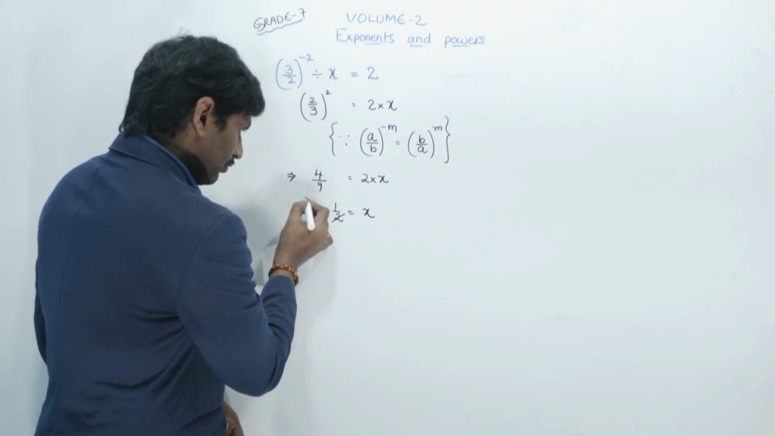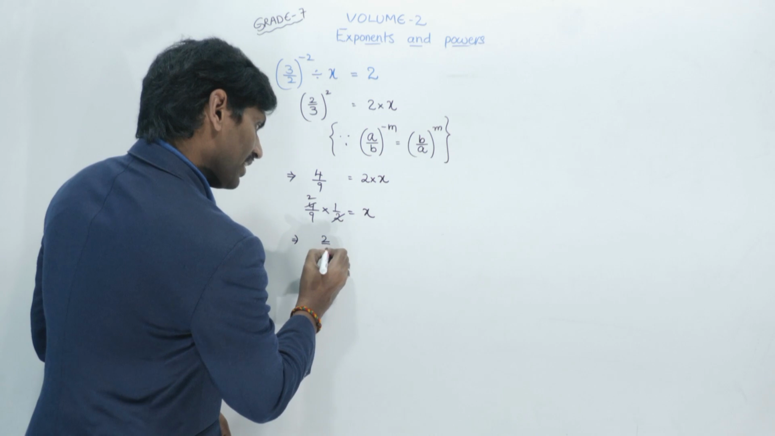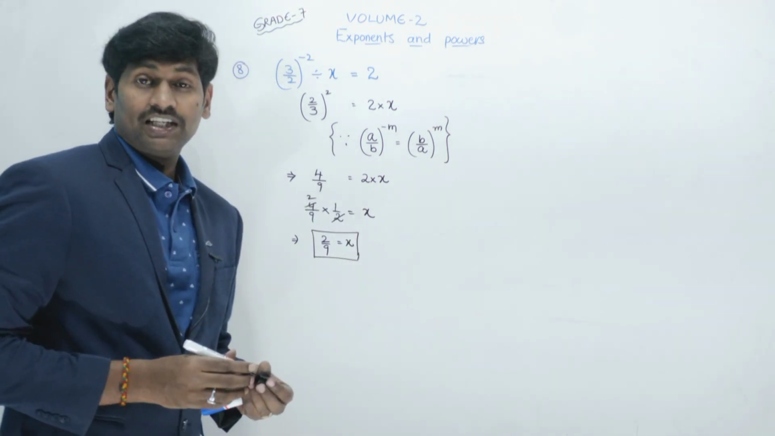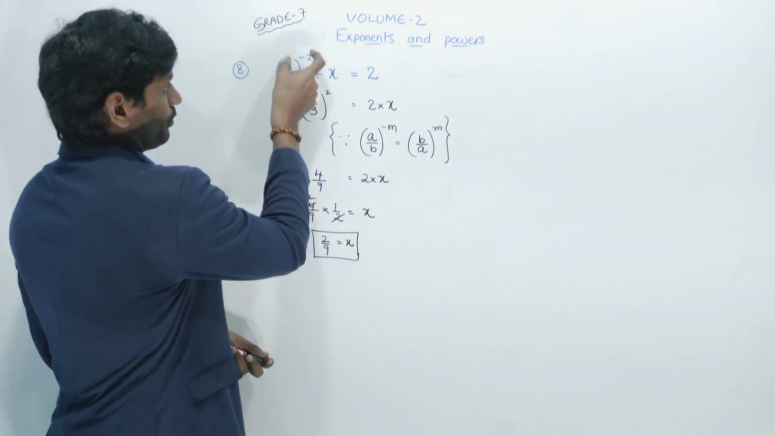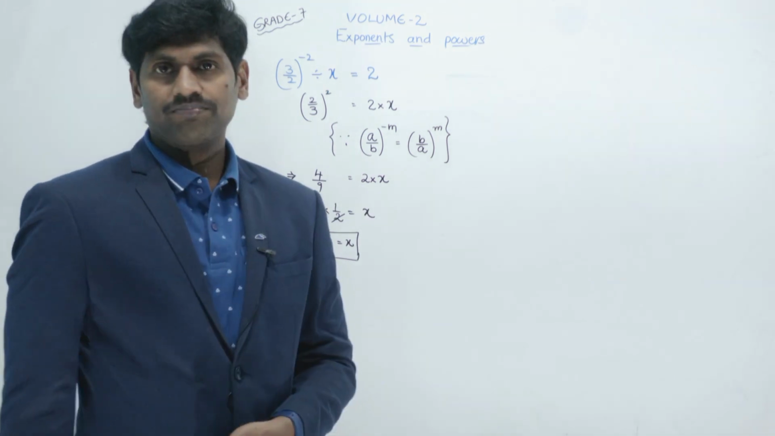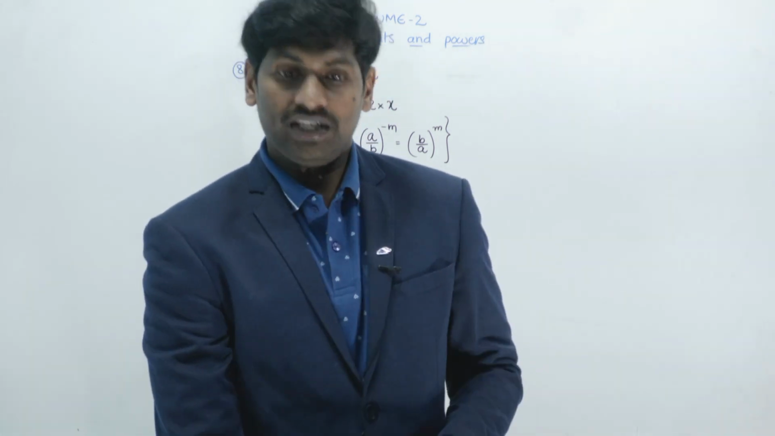And 2 tables in 4 2 times, therefore the answer is 2 by 9. So the x value is 2 by 9. That means when you divide the 3 by 2 to the power of minus 2 with 2 by 9, it will give you the answer 2. Okay. Now let us go to the next problem.